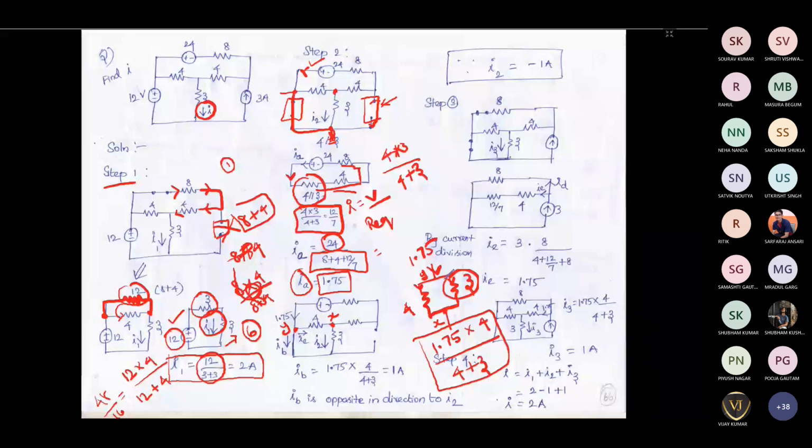You need to find the current through this 3 ohm resistor. So you have to multiply with the opposite resistance divided by the sum of the resistances. So if you substitute this, you can find the current IB. IB is nothing but 1 ampere as per this. Okay, so we have found the current through this 3 ohm resistor.